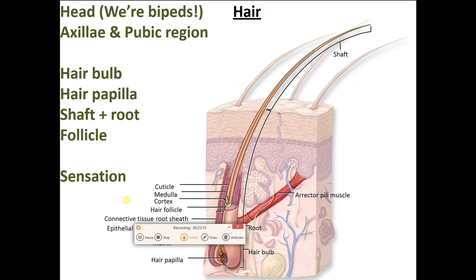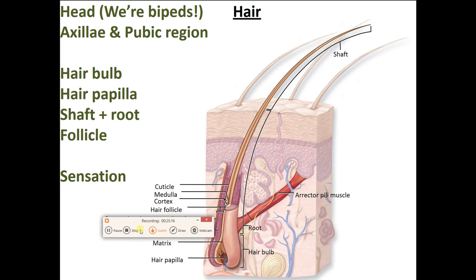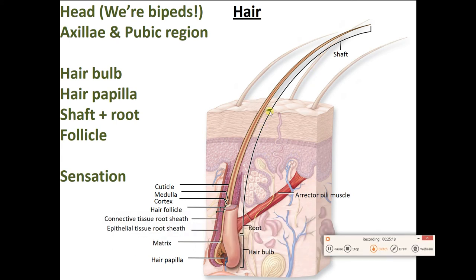Now, if you look at a hair, we can see the part coming out of your epidermis, which is the shaft. Then the deeper part is the root. And then the root has this kind of wide part at the bottom called the bulb. And in that bulb, you find a little cluster of blood vessels called the hair papilla.